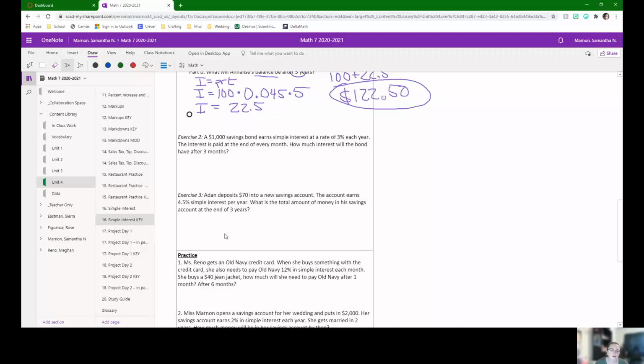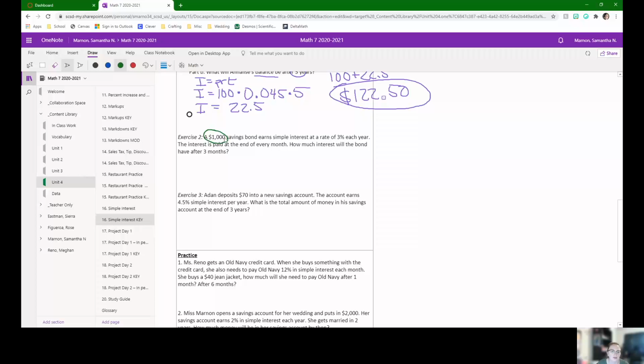Let's look at another example. So this one's about a savings bond. Sometimes when people are born, their grandparents or a godparent will buy them a savings bond that you can cash in when you're older, and it earns some interest as well.